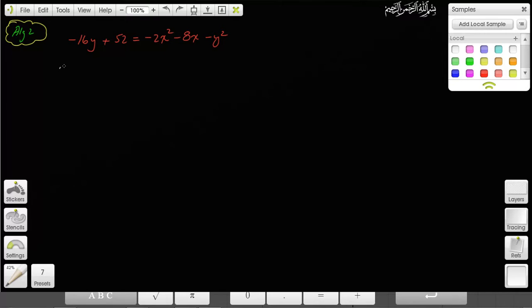So then I have 2x squared plus 8x, so that's that side, and that's good. And then I'm going to take this y squared over here, so I'm going to have plus y squared, and then I have the minus 16y plus 52 equals 0. Okay, very good. Now that's not so bad.